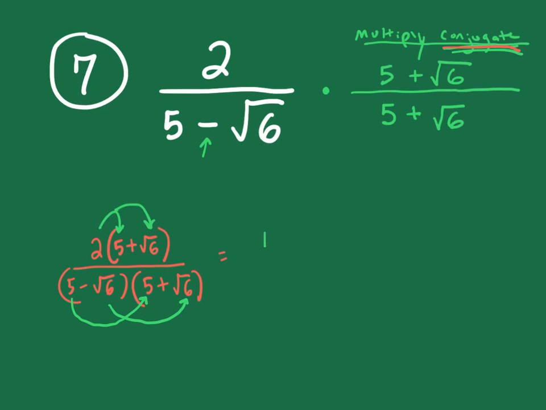So on top, we've got 10, 2 times 5, and then we've got 2 times the square root of 6. On bottom, when we do the 5 times the 5, we get 25. And then when you do negative square root of 6 times positive square root of 6, you get negative square root of 36. Positive times negative is negative. Square root of 6 times square root of 6 is square root of 36.